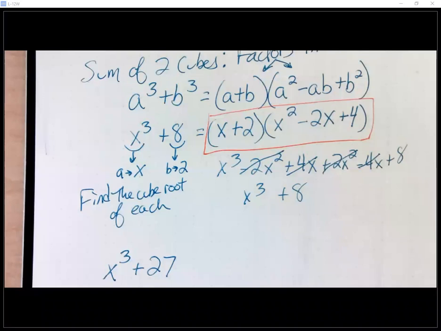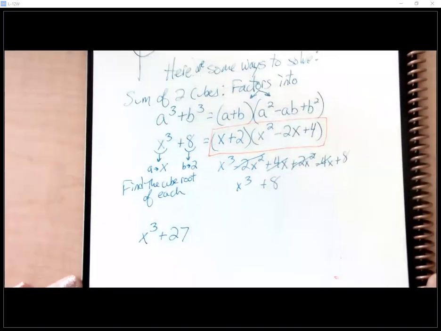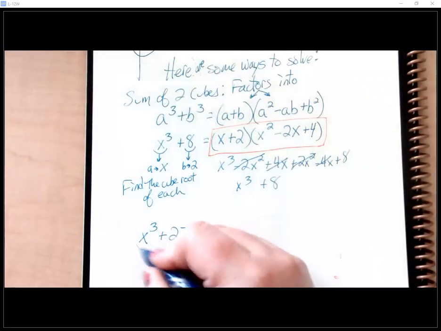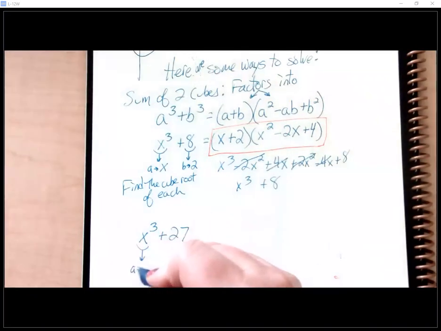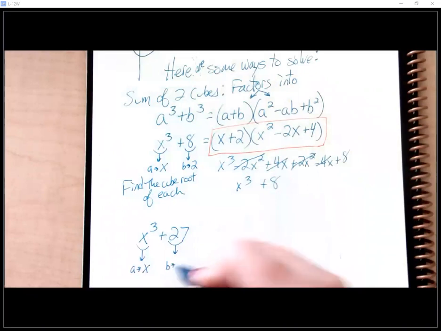Okay, did you get an answer? All right, so I'm basically going to do the same thing. I have to figure out the cube root of each of these things first. If I take the cube root of x cubed, we obviously know that's x because we just did that one. And what is the cube root of 27? 3, right? Because 3 times 3 times 3 gets me 27.